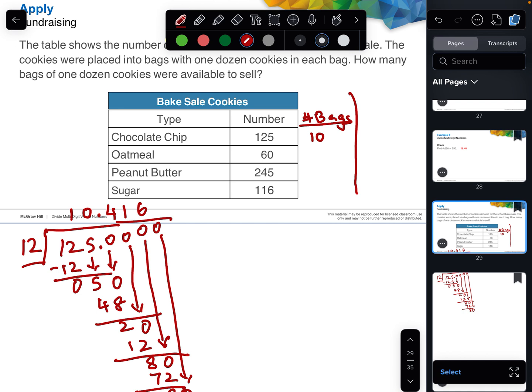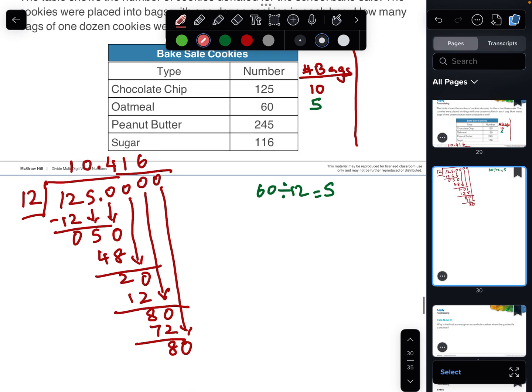Okay. Now next let's look at the oatmeal biscuits. I know 60 divided by 12 is 5. So I could just say 5 bags right here. Okay. Next up, I'm going to look at peanut butter cookies. 245 divided by 12. In 24, I get 2.